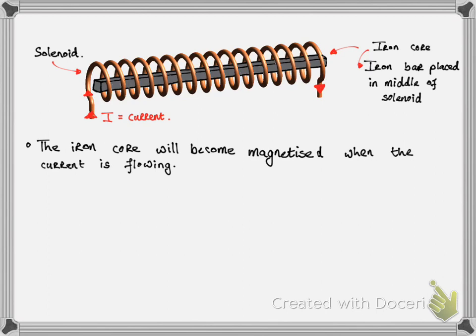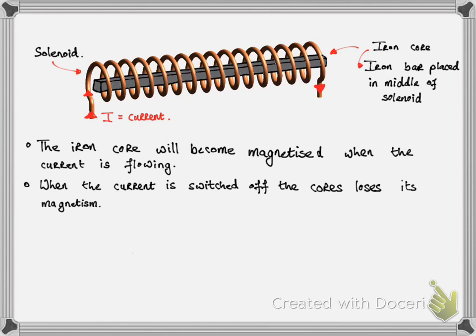Iron is a magnetic material and can become magnetized. It is a soft magnetic material, which means that it can gain and lose magnetism. So when the current is switched off, the core loses its magnetism. So again, if you switch on the current, the iron core will become magnetized. However, if you turn off the current, the iron core will become demagnetized. The solenoid and core together is called an electromagnet.